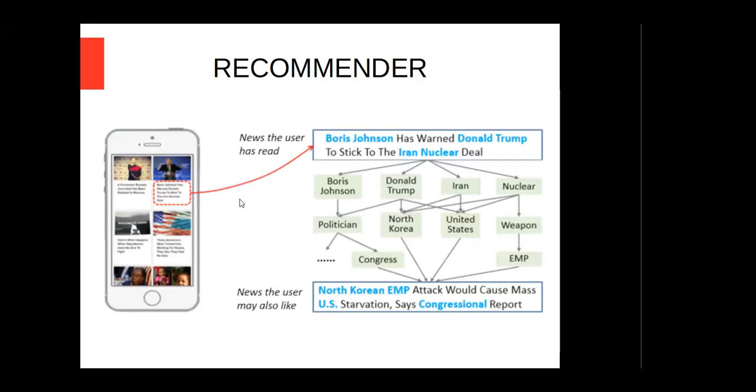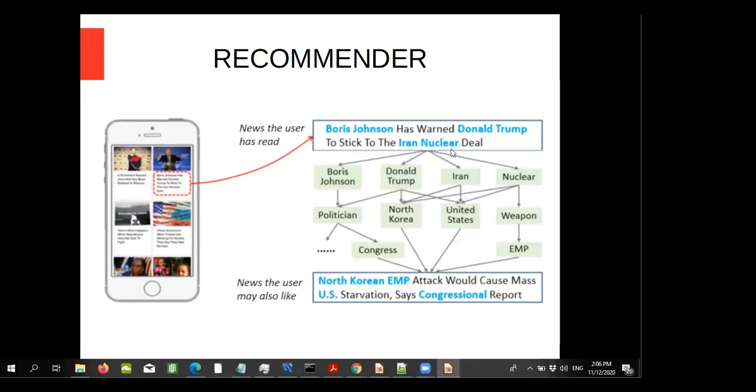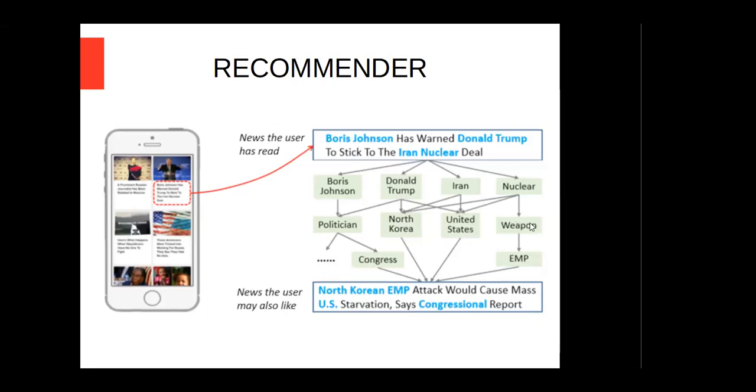Another recommender. So you just read the news that Boris Johnson has warned Donald Trump to stick to the Iran nuclear deal. Now, let's look at the entities. The algorithm or machine picks out the entities: Boris Johnson, Donald Trump, Iran nuclear. Boris Johnson is a politician. North Korea is another country that looks like Iran, right? Then the United States is where Donald Trump is from. Weapon. You like to read about the Iran nuclear deal. So we decide to give you this.